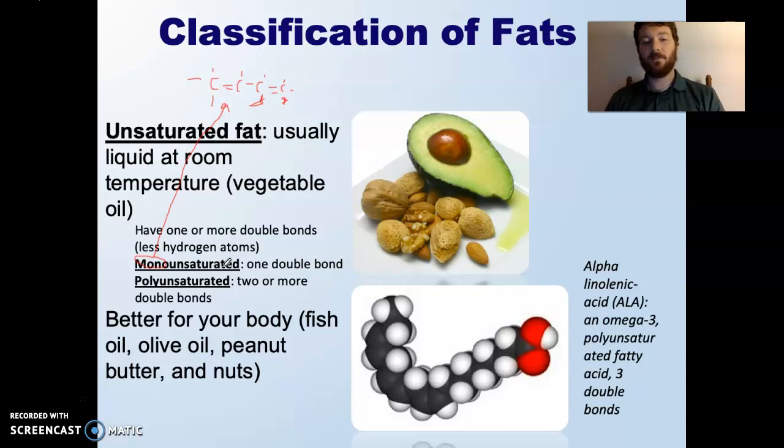Consider fish oil, olive oil, peanut oil, peanut butter, certain types of nuts. These are all polyunsaturated fats. What they're thought to do is act like a boomerang in your heart, and so it goes around your vessels. It's shaped like this because of its double bonds, whereas saturated fats are just linear.